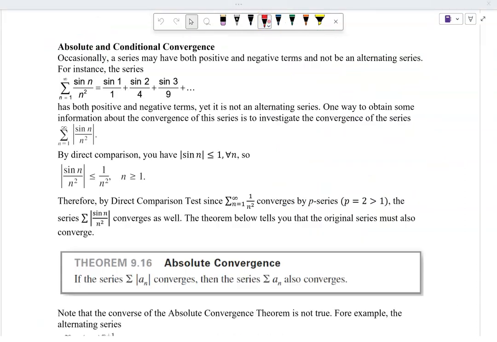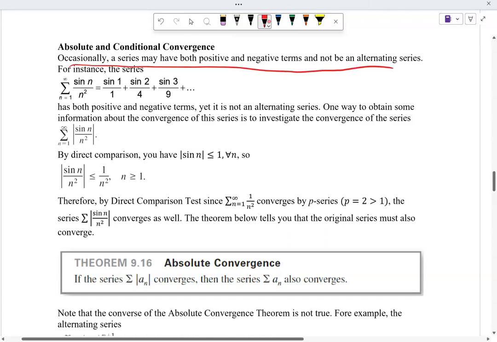Well, occasionally you guys, you'll have a series that has positive and negative terms, but it's not alternating every time. You know, it's not going positive, negative every time, but it still has some positives and some negatives. All right, so that's an example right there. So one way to obtain some information about the convergence is to investigate the convergence of the absolute value of it. And then applying, in this case, you could apply your direct comparison and see that it converges by the p-series. So the absolute value converges as well.